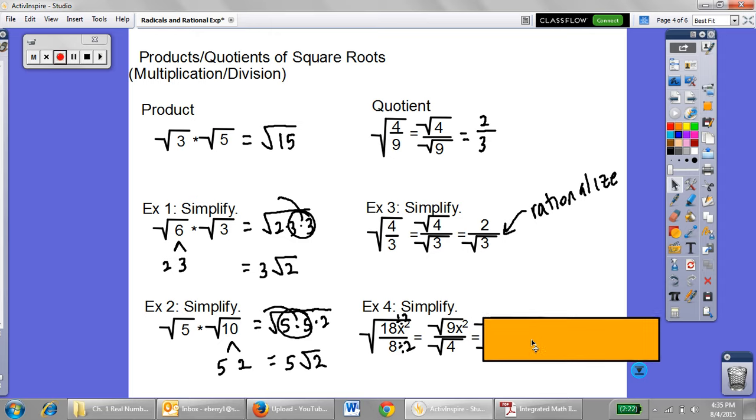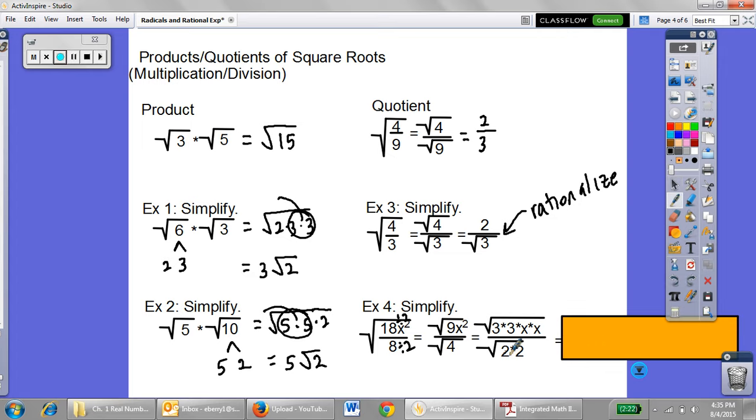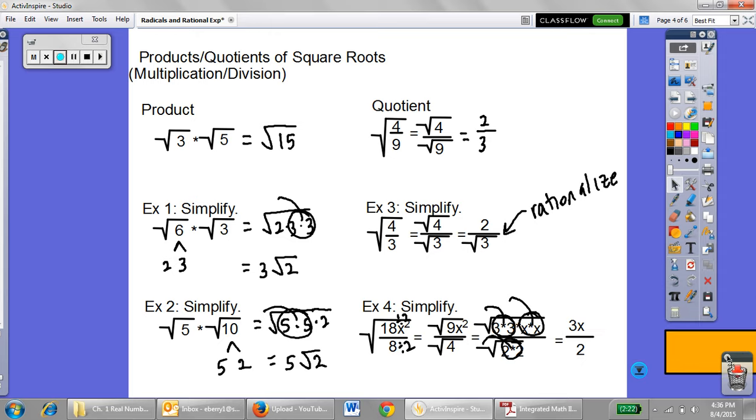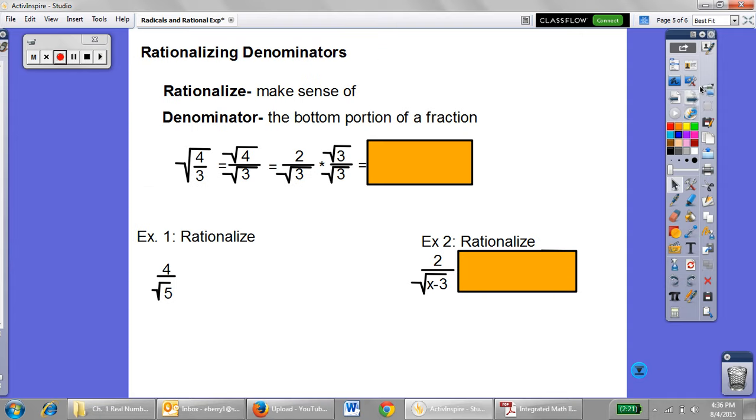So the square root of 9, I can break that down into 3 times 3, and then x squared is x times x. On the bottom, the square root of 4, I can break that down into 2 times 2. Always looking for pairs. So I see a pair of 3's and a pair of x's on the top, so those come out. And on the bottom, I see 2 times 2, which is a pair, so that 2 gets to come out. My final answer is 3x on top over 2. And that's the final answer.